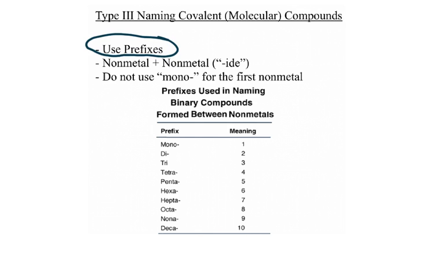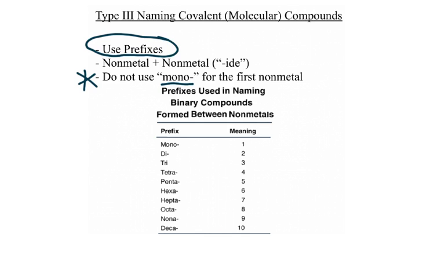Now, there is one little rule that I'm going to emphasize, and it has to do with the prefix mono. You see, we do not have to use the word mono if the first nonmetal appears once. You do have to use the word mono for the second nonmetal, but not for the first. I'm going to give you an example, okay?